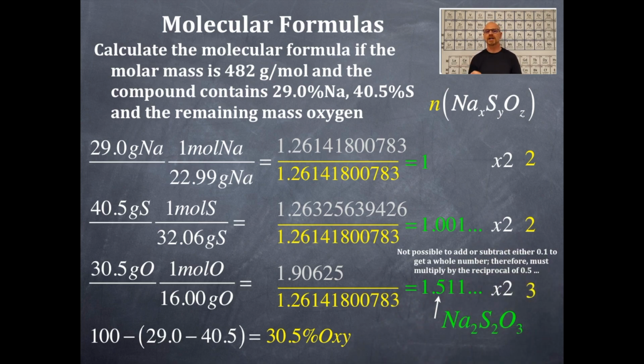You should see that I cannot reduce the 2 and the 3. And you should also know the name of this. This is sodium thiosulfate. Okay? All right. Now we have the empirical formula. Now we need to get the molecular formula. So it is a whole number multiple of this. So the empirical formula and the molecular formula can be the same, but they might not be.